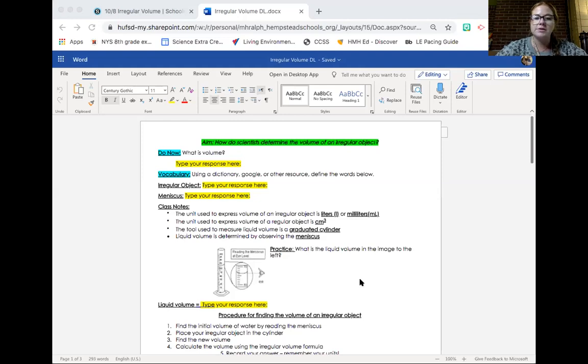And then liquid volume is determined by observing the meniscus. So what is a meniscus? It's this curved surface right here.